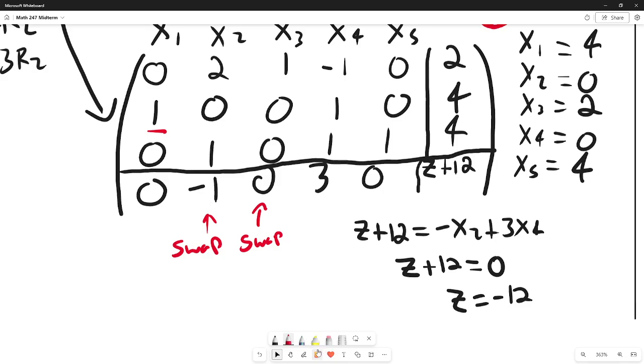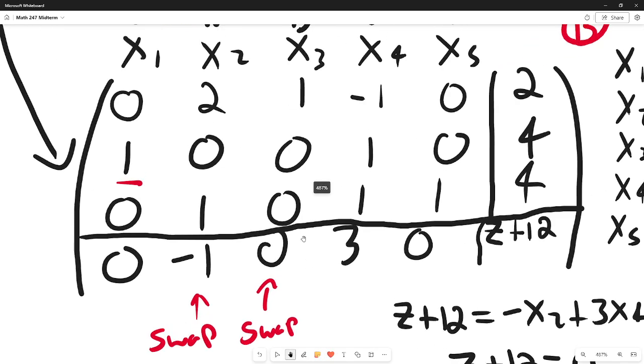Okay. And let's check here. x3 contains the 1 in the first column. All right, so we want 2, 0, 1, negative 1 to become 1, 0, 0, 0. Obviously, the first thing you identify is that that's a 2 that needs to turn into a 1. So we need to take that row and divide it by 2.